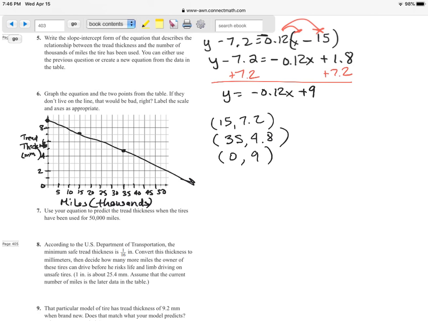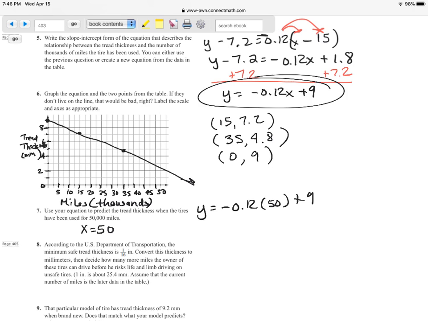Now it says use your equation, so they're talking about this one here, to predict the tread thickness when the tires have been used for 50,000 miles. We have to be careful. We do not want to put 50,000 in for x, because remember, the miles are in thousands. So we need to let x be 50 in this case. So y equals negative 12 hundredths times 50 plus 9, and we get 3. So the tread thickness will be 3 millimeters.